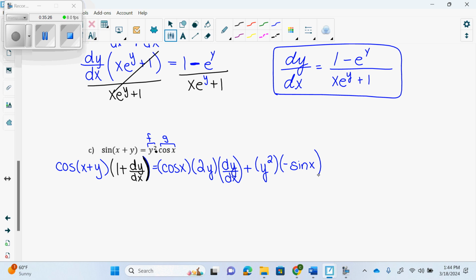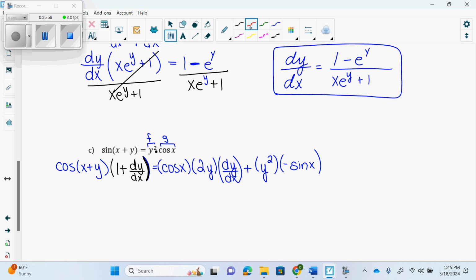Now, here is where everything goes downhill. People are like, I don't know how to get the dy dx's together when I have a cos x plus y being multiplied by this. Whenever you have a chain rule with a dy dx, you actually have to do the chain rule and then distribute through it. Because the only way we can get dy dx's together is if we have a term, a term, a term, a term, a term. Currently, we have something being multiplied by two terms.